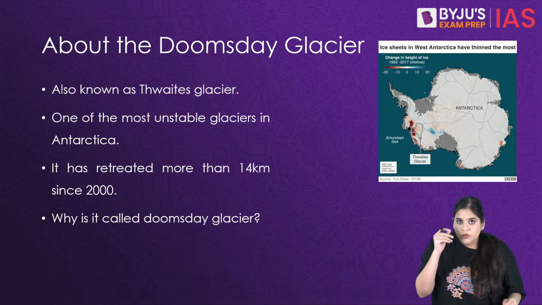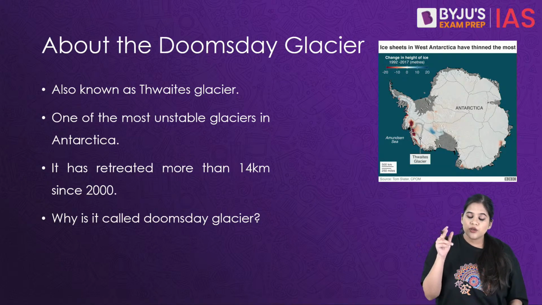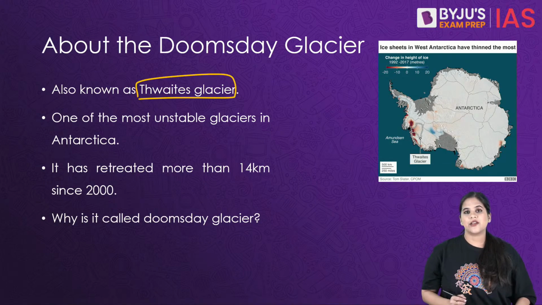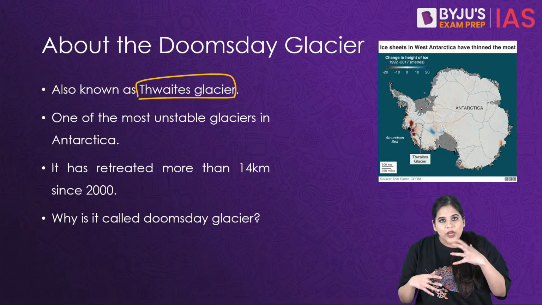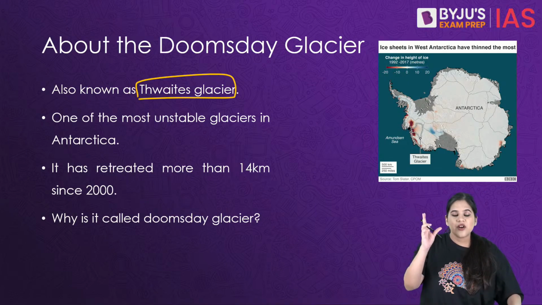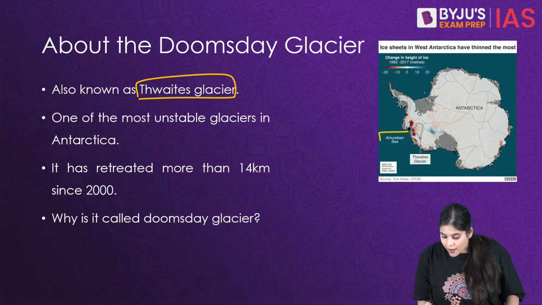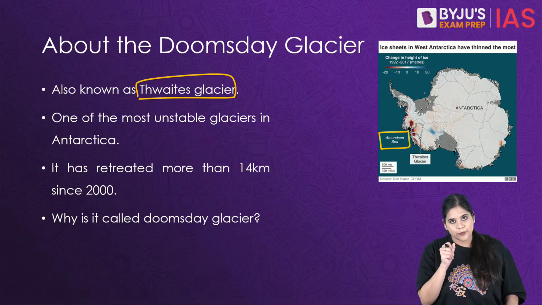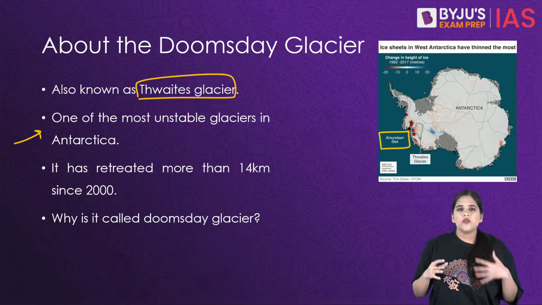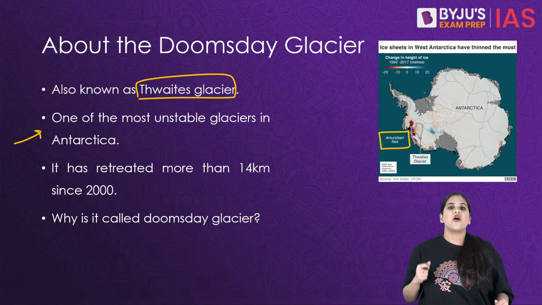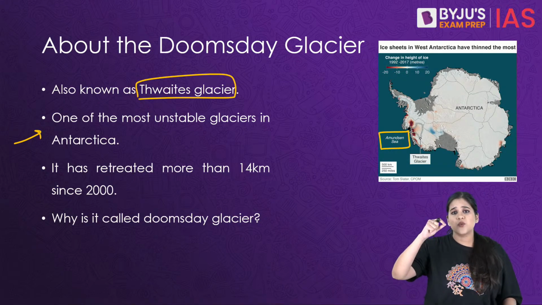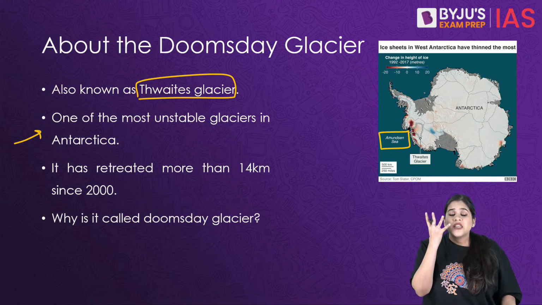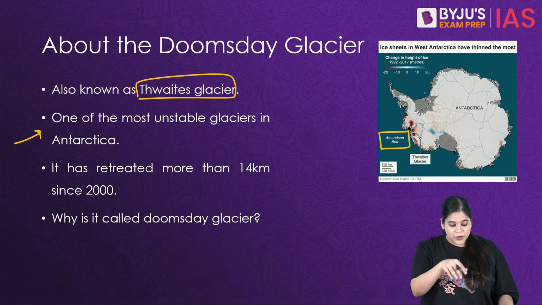So what is the Doomsday Glacier? This glacier is also known as Thwaites Glacier. It is present on the western coast of Antarctica and flows out into the Amundsen Sea. This is one of the most unstable glaciers of Antarctica, so that is why it is very important to have data on this particular glacier.